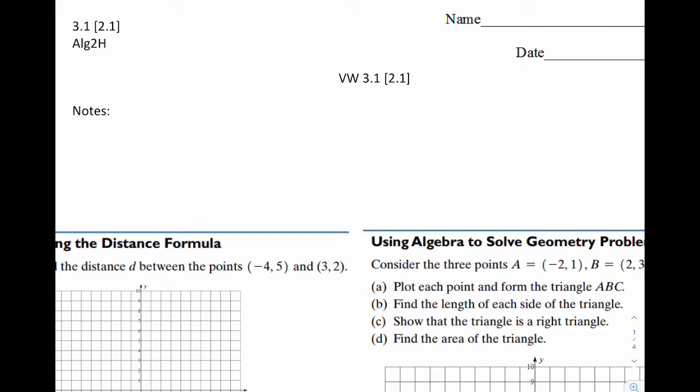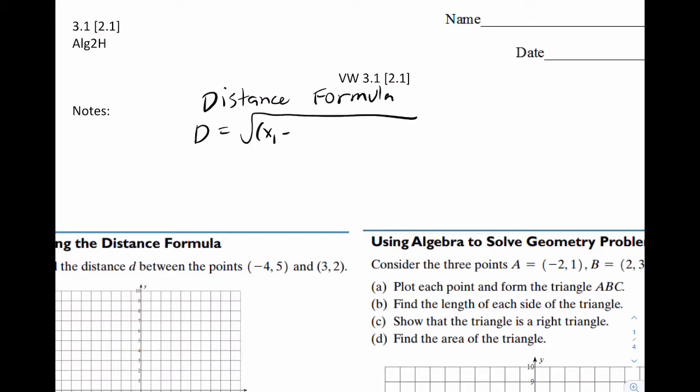Welcome to VW 3.1. Today we're going to be covering the distance formula. So the formula itself you might have learned already, but we're going to review it. D is equal to the square root of (x1 minus x2) squared plus (y1 minus y2) squared.